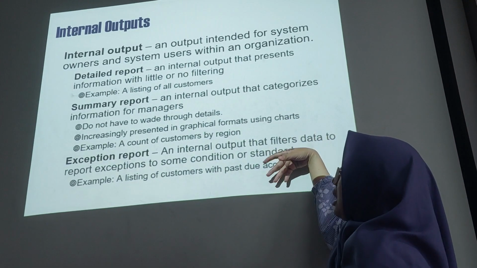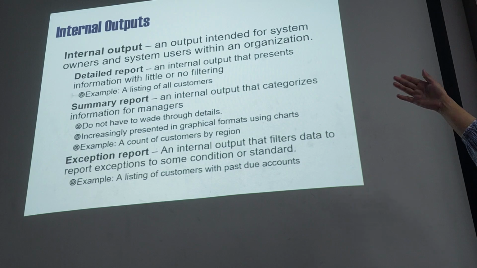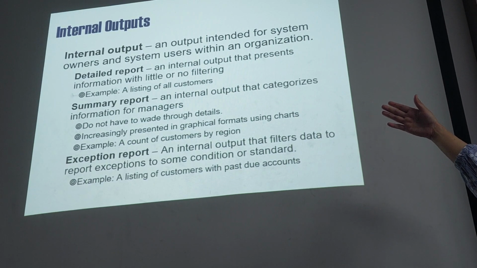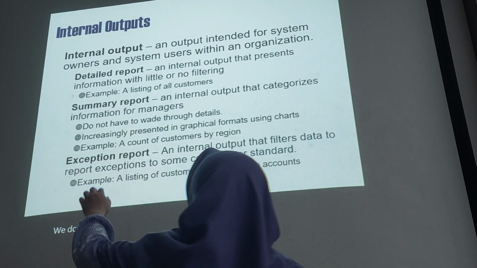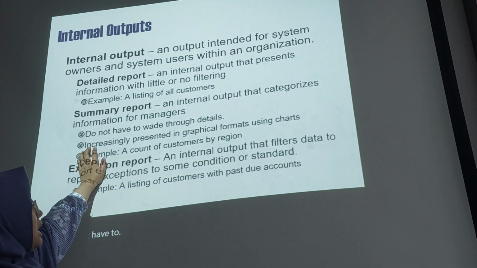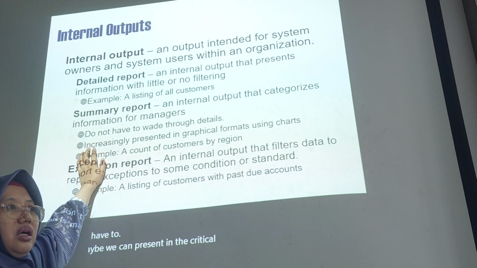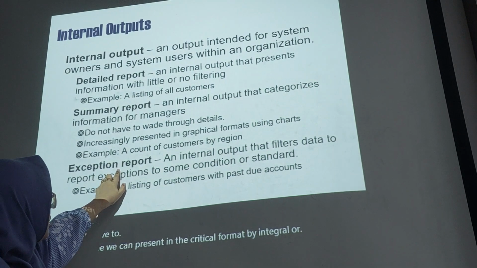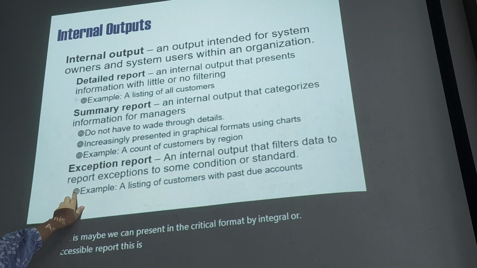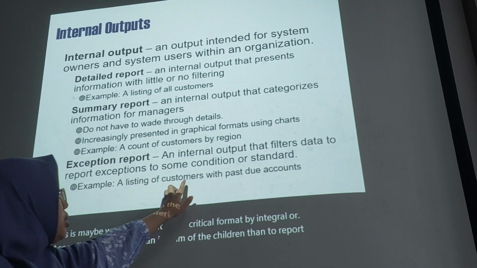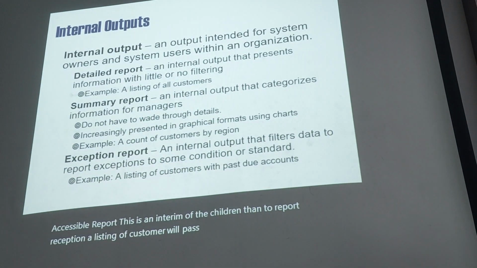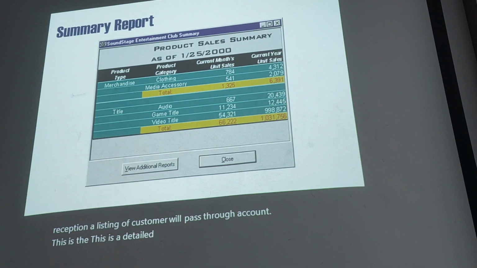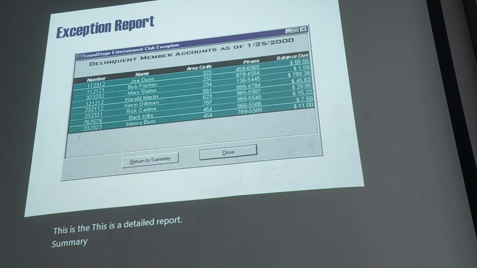So this is a detail report, like listing a customer. Summary report, we don't have to wait for the detail, but we can present it in a graphical format like a pie diagram or bar chart. Exception report is an internal output that filters data to report exceptions, like a listing of customers with past due accounts. This is the detail report, summary report, and exception report.